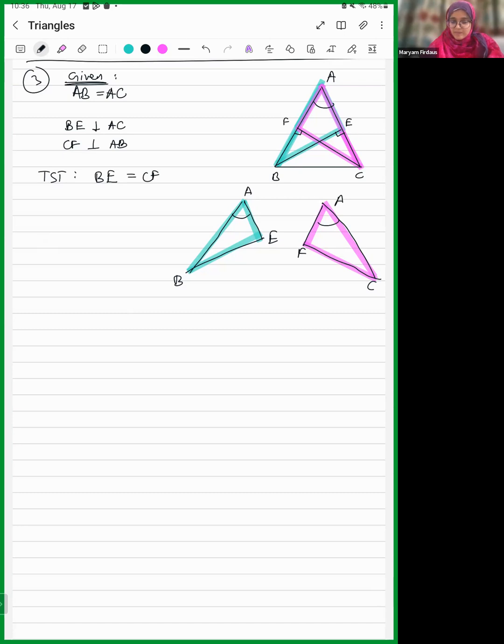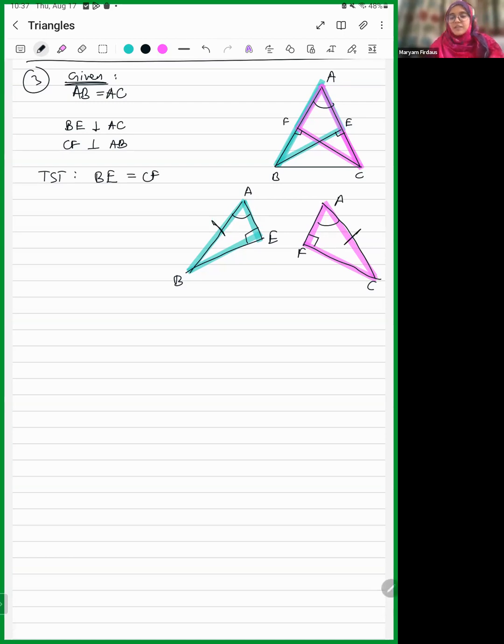Angle F is equal to angle E. Yes, that is there. So this angle is 90, and this angle is also 90. So this angle is equal to this angle, and AC is equal to AB. AC is equal to AB, but okay, fine.